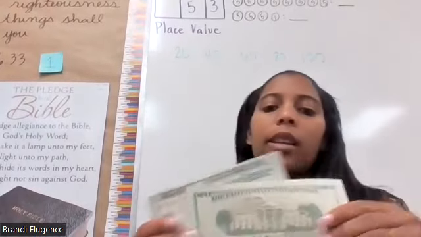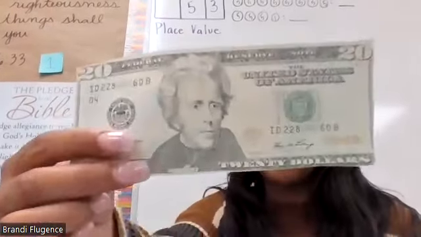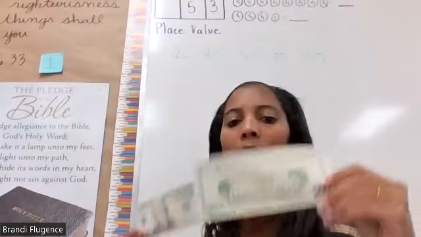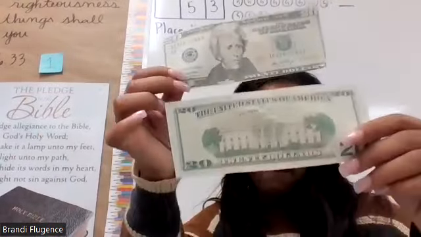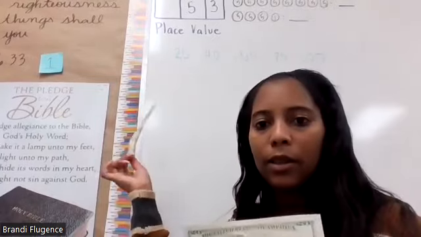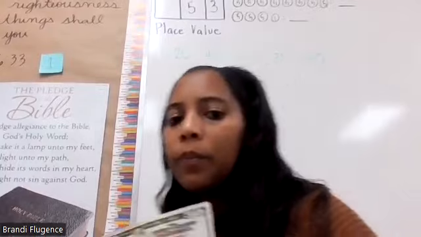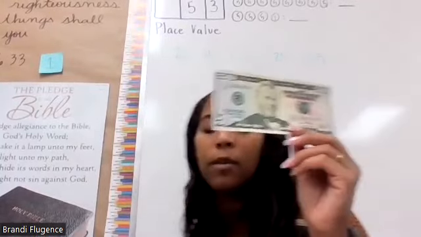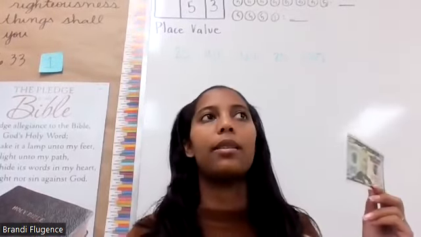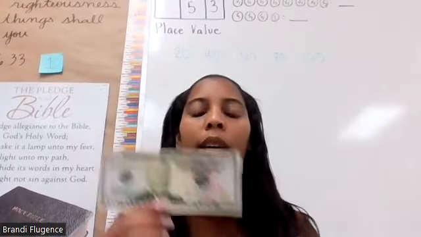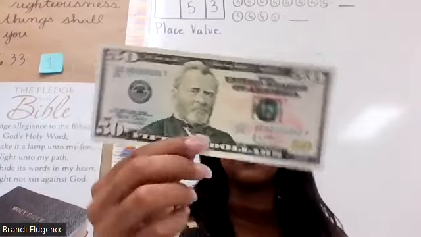So this is a 20 front, Andrew Jackson, and then 20 on the back. How much would this be? $40. 20, 40. Next we have the $50 bill. This is a unique bill. They do have them. You usually have to get them from the bank because they're not usually in stores.